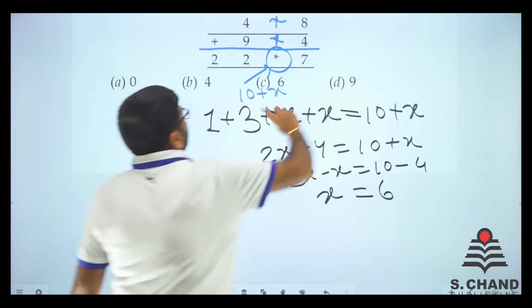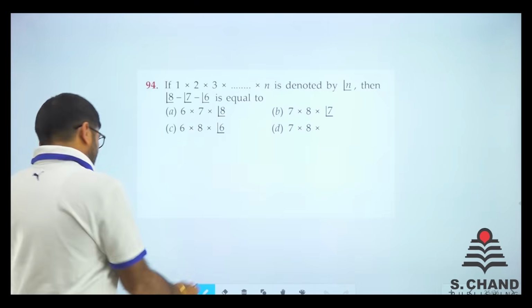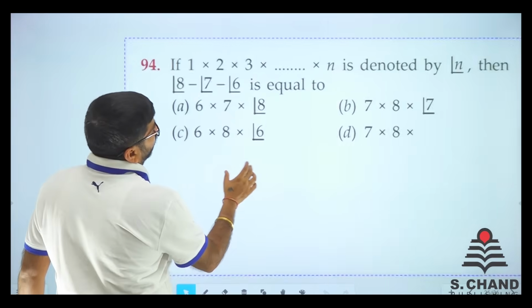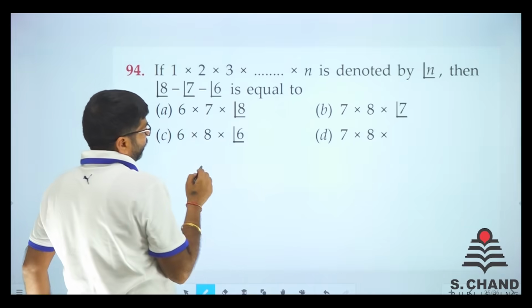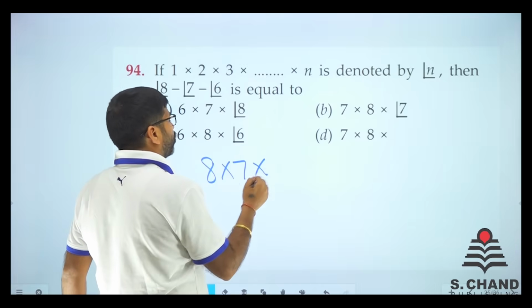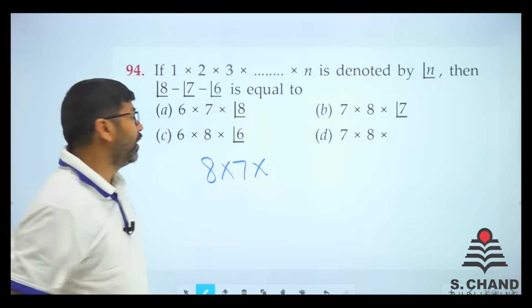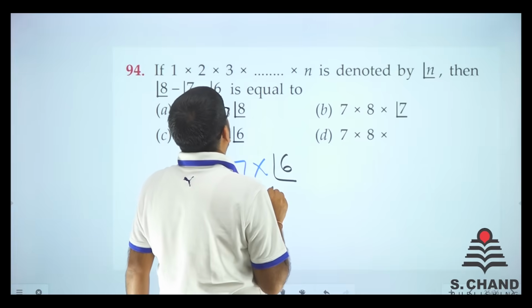Is there any option? Yes, we have. Let's move on to the next question. Now this is a question of factorial, right? We know that this is known as n factorial. So 8 factorial we can write as 8 into 7 into 6 into 5 into 4 into 3 into 1. The 6 into 5 into 4 into 1 will be known as 6 factorial.